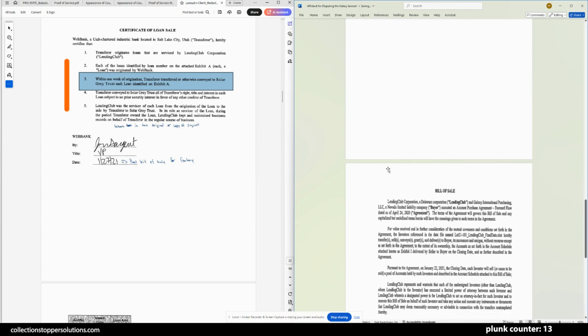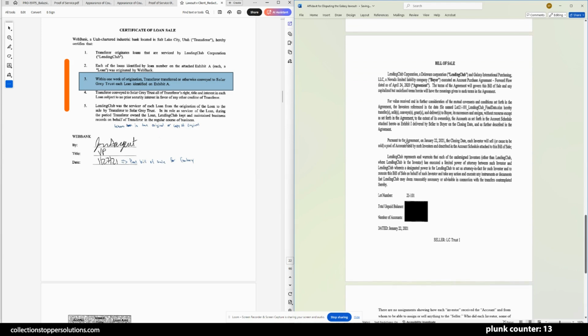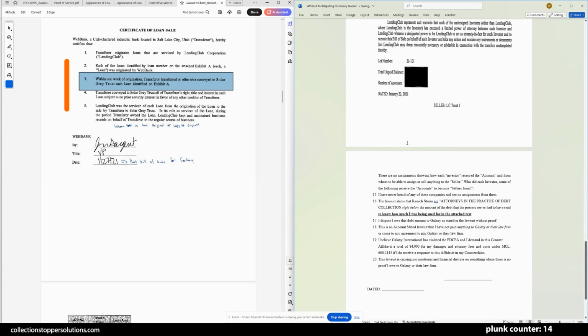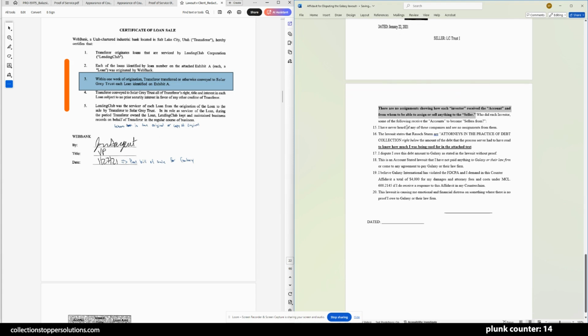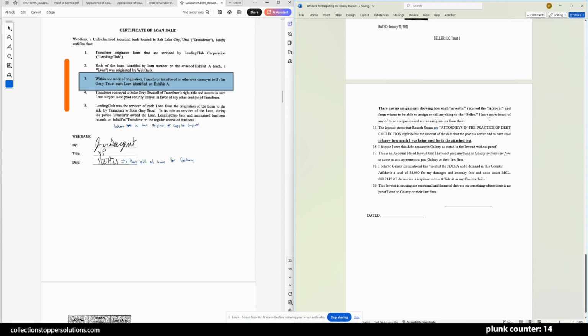So you got a whole plate of wrong. And there's the bill of sale that you've plunked in for the court. There are no assignments showing how each investor received the account and from whom. To be able to sell anything to the seller, you want to highlight that for the court. Who did each investor receive the accounts from to become sellers? I don't like that sentence at all, so that's gone.